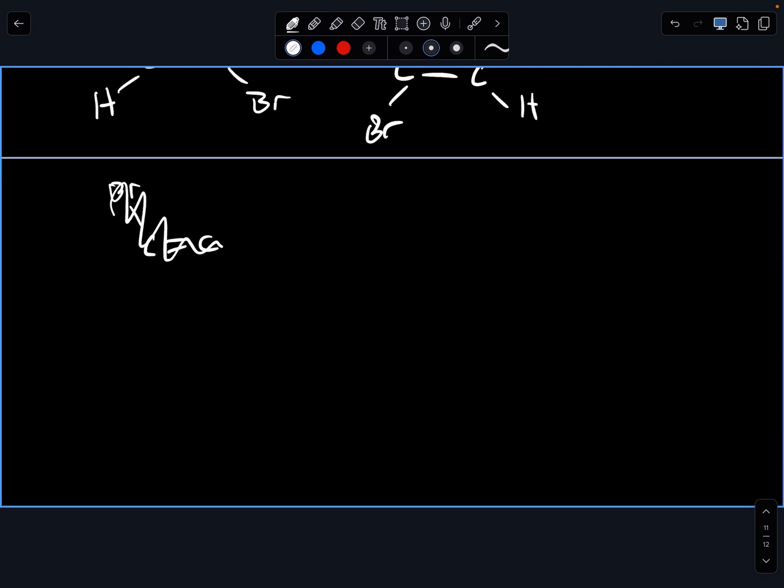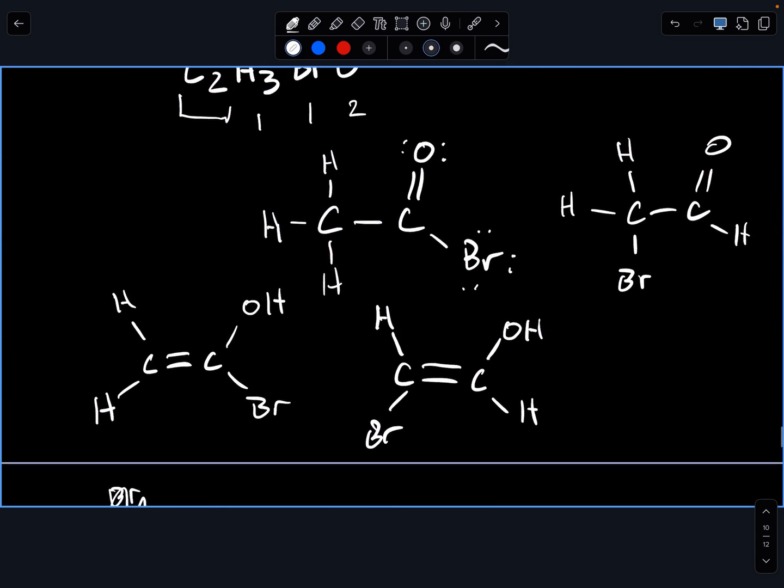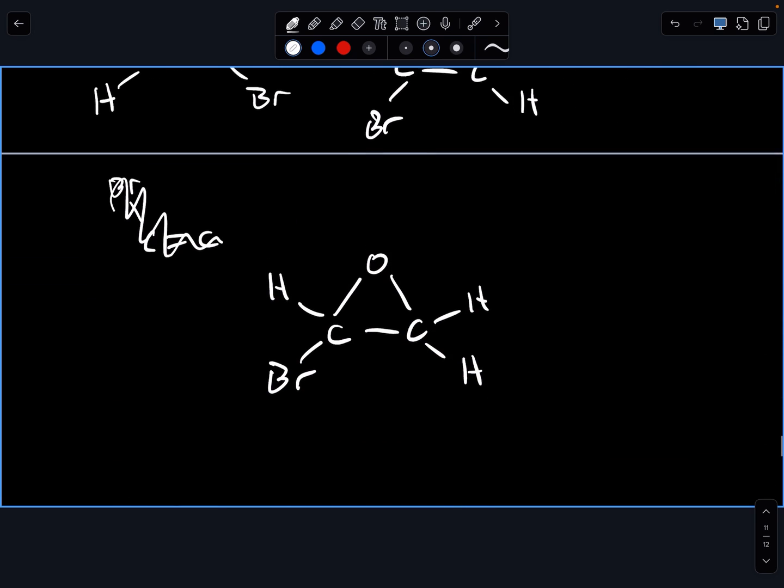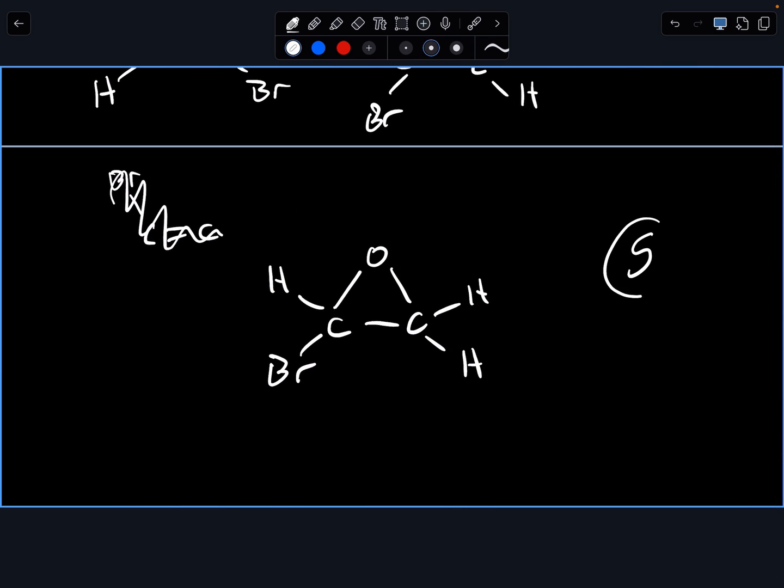So if you had a ring, you'd have an oxygen, a carbon, and a carbon. Hydrogen, hydrogen, hydrogen, bromine. So I guess that's a possibility as well. And all of these are different structures that have just that same formula, which is 1, 2, 3, 4, 5 structures. I don't know how many are in the solutions.